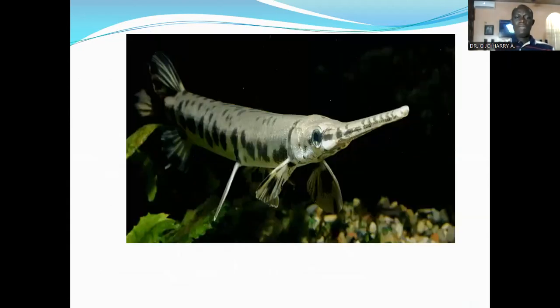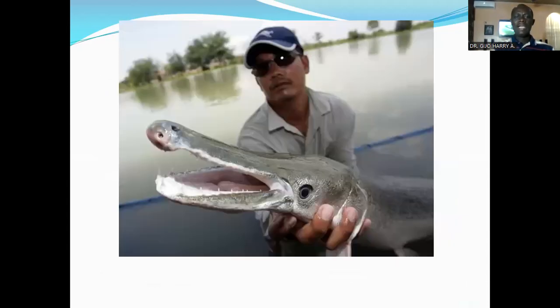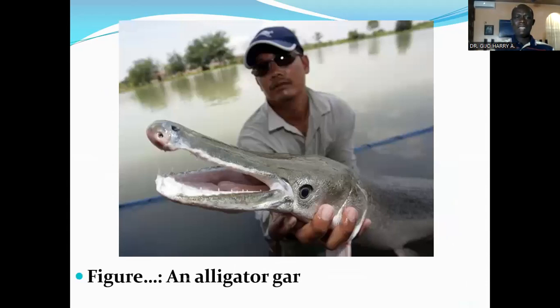Now, this is the figure of a gar, an alligator gar, looking exactly like an alligator. They all belong to the subclass Neopterygii.